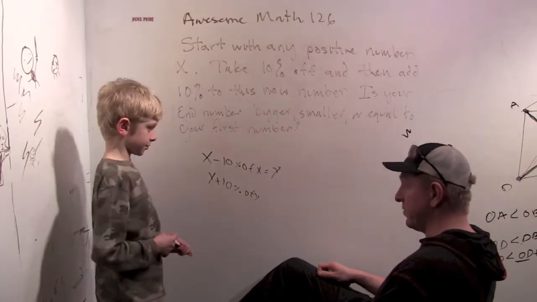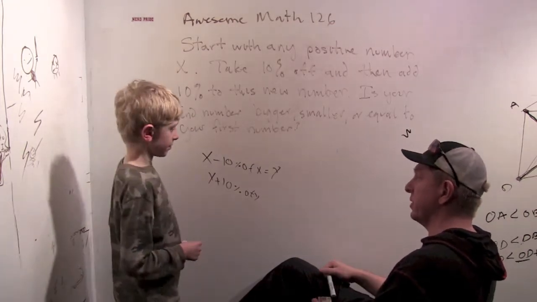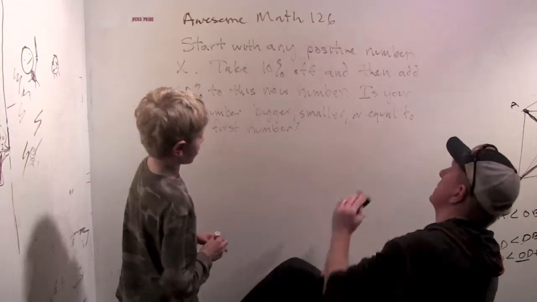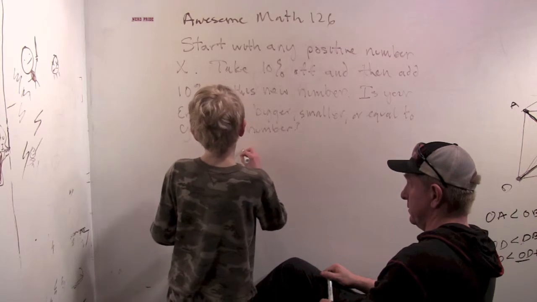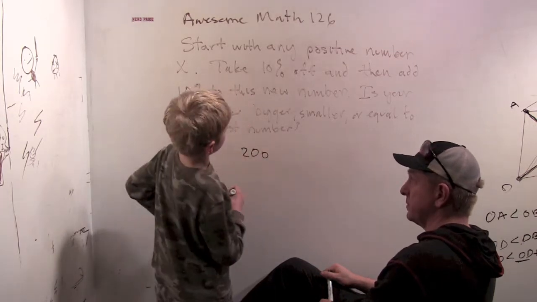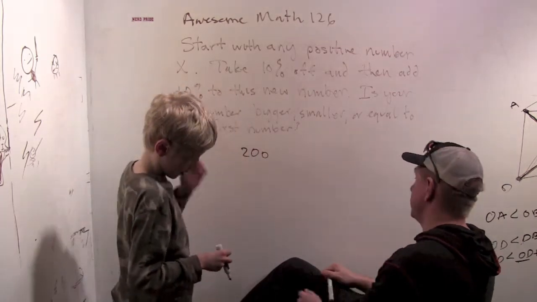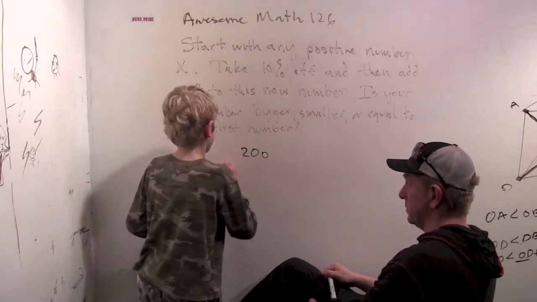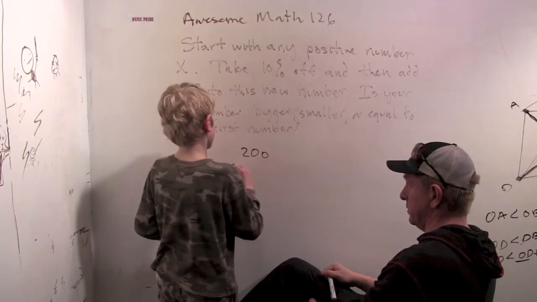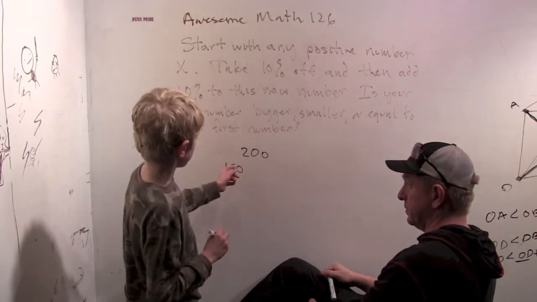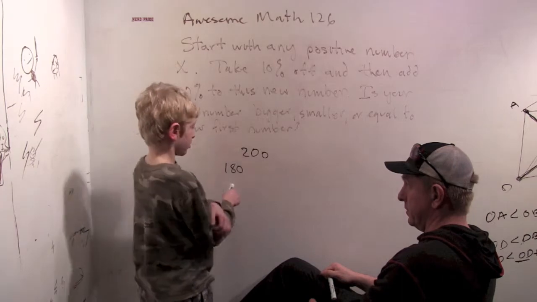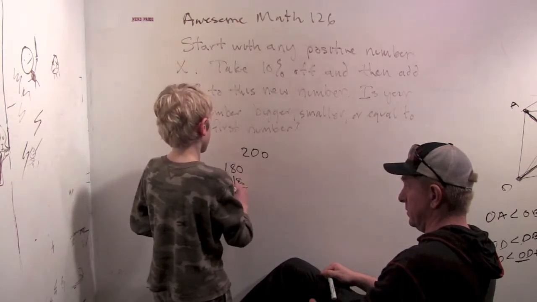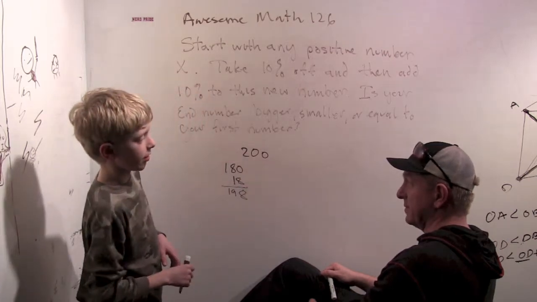Okay, awesome. Let's pick a few numbers and see what happens. What number do you want to pick first? Let's do 200. Okay, 200 is x. So take off 10% of 200. That's 20, so you get 180. Then add 10% to this. 18. So you get 198, which is just like we saw.